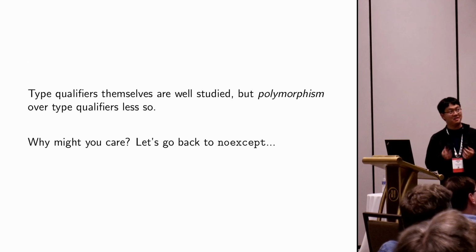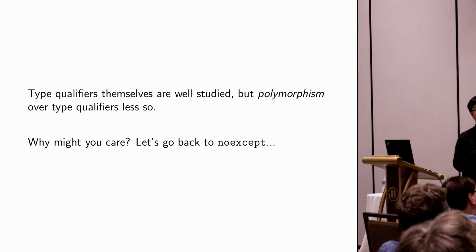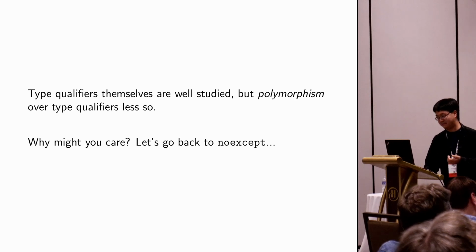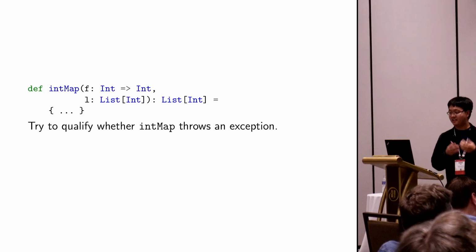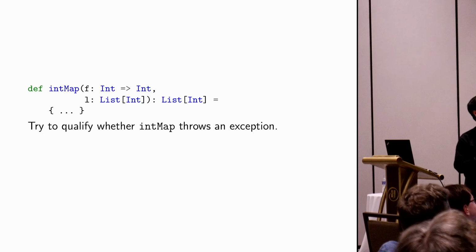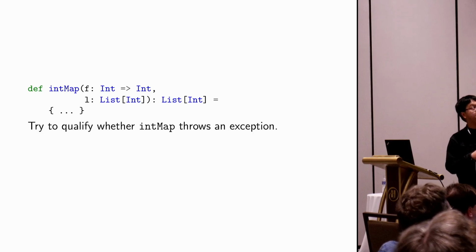So what's new today? Well, type qualifiers themselves are pretty well studied, but polymorphism over type qualifiers is a little less so. And why might you care? Well, let's go back to noexcept as a qualifier system. Here's intMap. It's intMap because I don't want type variables right now. It takes a function f and a list L, and it applies f to each element in L and returns that list. When does intMap throw an exception?